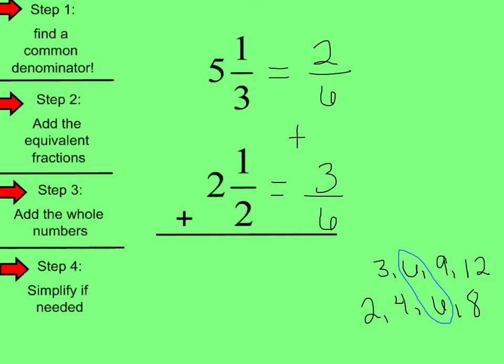2/6 plus 3/6 is 5/6. Now don't forget your whole numbers here. We need to add those too. 5 wholes plus 2 wholes is 7 wholes. So my answer is 7 and 5/6. Now my last step is telling me that I need to simplify if needed. But I can see that my fraction, the 5 is 1 away from 6, so when it's 1, it's done. They're consecutive numbers, so I do not need to simplify.